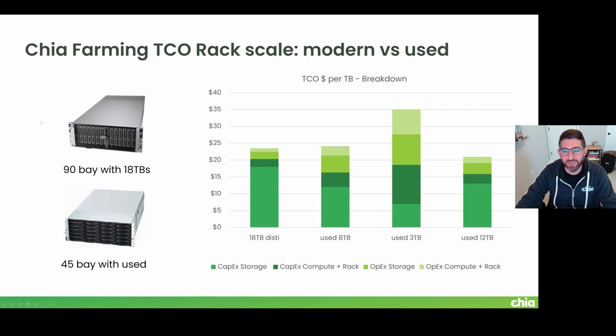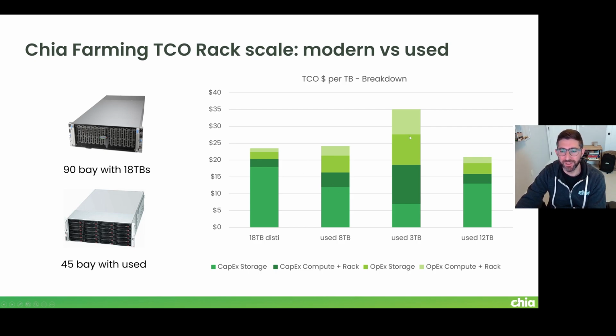So you can see there isn't a one-size-fits-all model for Chia farming. Even in the enterprise space, if you get a very good deal on 8 terabyte drives or 12 terabyte drives, they can be competitive for Chia farming, even though they consume quite a bit more OPEX. Even in this example, I used nice new 90 bays for the 18 terabyte, and then kind of older 45 bays for the used, where you're going to have basically double the amount of JBODs, but maybe they take slightly less power than some of the new ones.